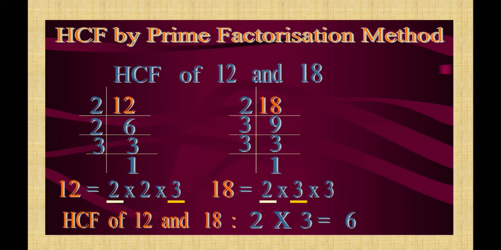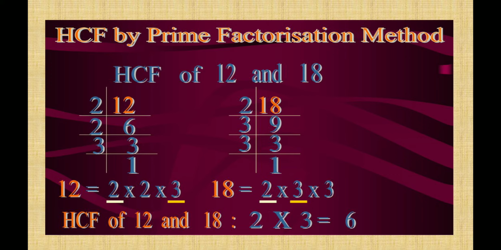Now we take 18. 18 is an even number, so we will divide by 2. 2 nines are 18. Now 9 is an odd number, so we will divide 9 by 3. 3 threes are 9. Again we get 3, so we divide again by 3 and we get 1. So 18 can be written as 2 into 3 into 3.